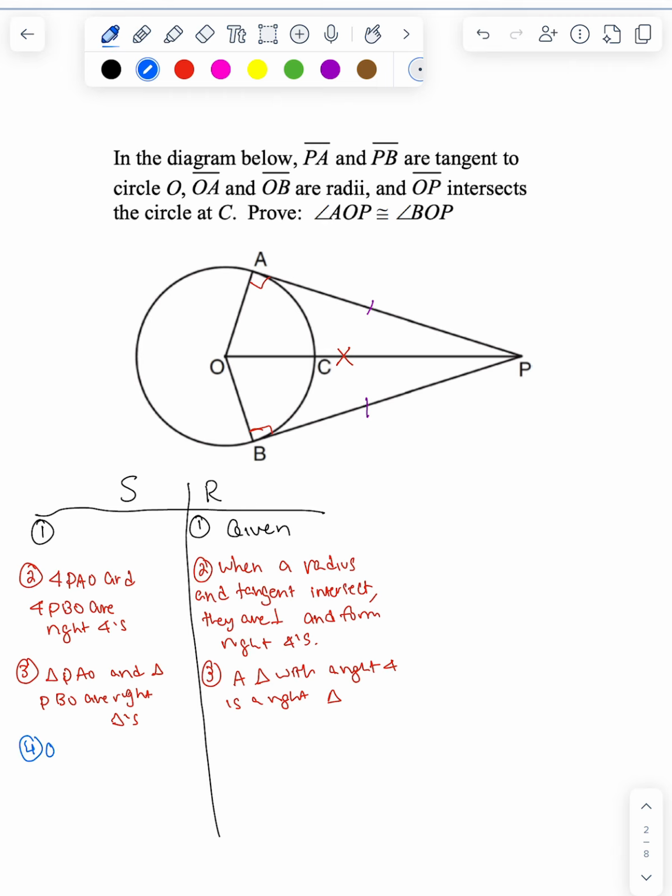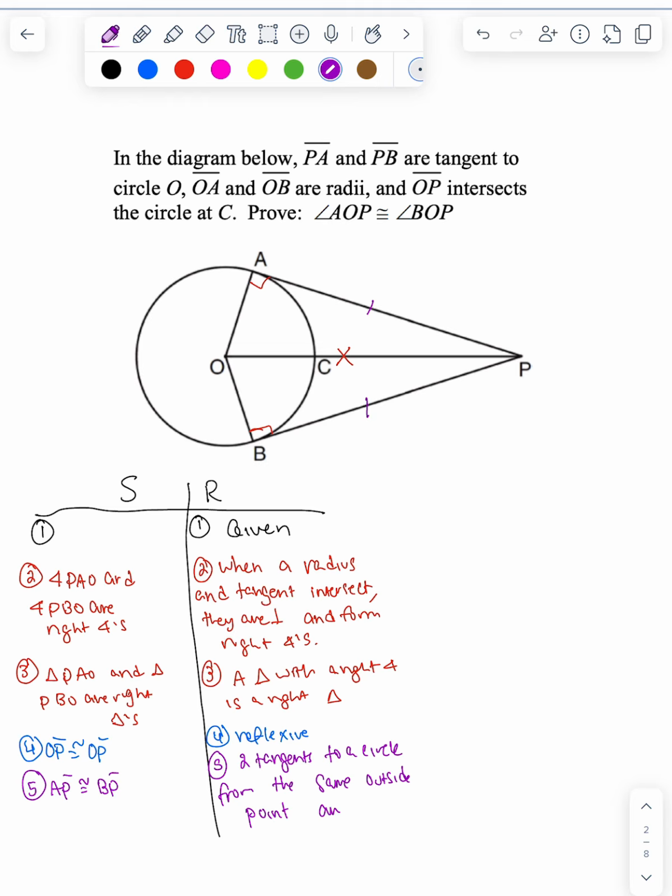Then we talked about how OP was congruent to OP because of the reflexive property. And then we had that AP was congruent to BP because two tangents to a circle from the same outside point are congruent.